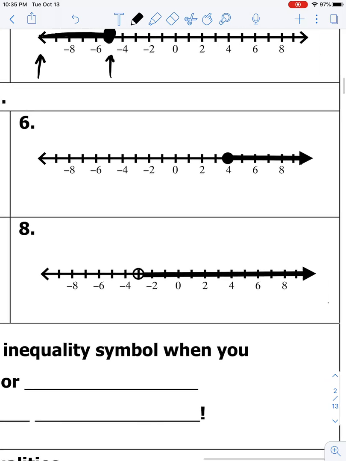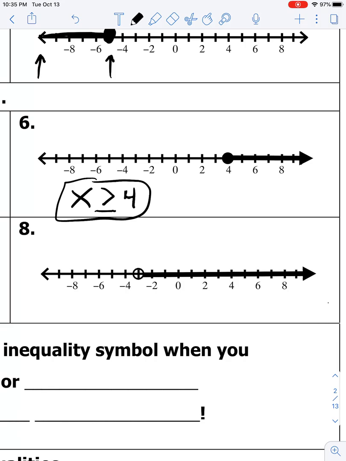So let's write the inequality first. First thing, put an X or whatever letter you want. Now, our graph is going to the right, so we know that the big mouth has to be facing the X. So now let's look at our circle. It is a closed circle, so that means we do need a line underneath, because that means it's greater than or equal to. Now, what number is the closed circle on? It's on 4. So we just wrote the inequality.